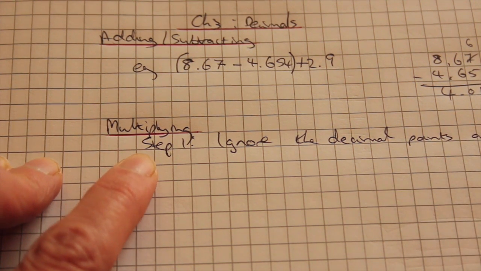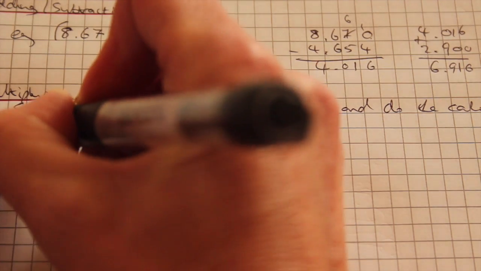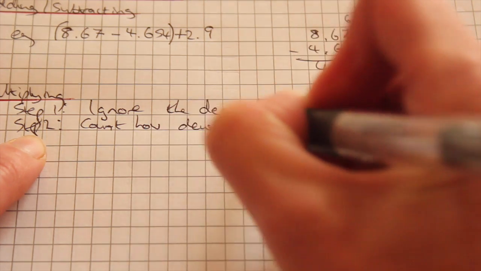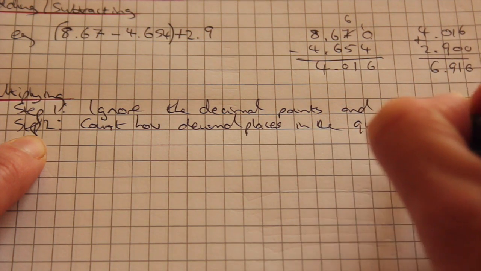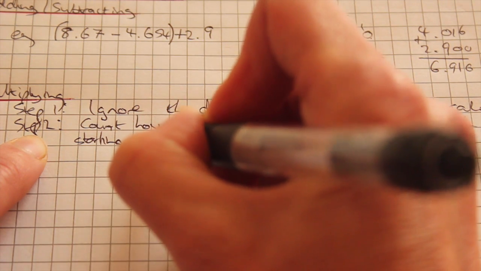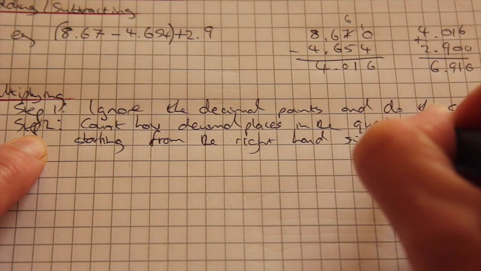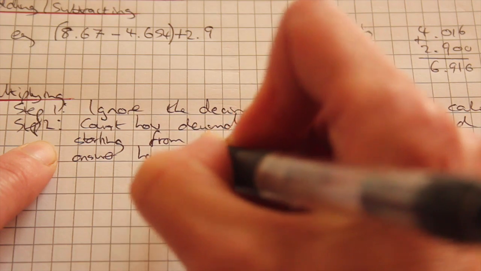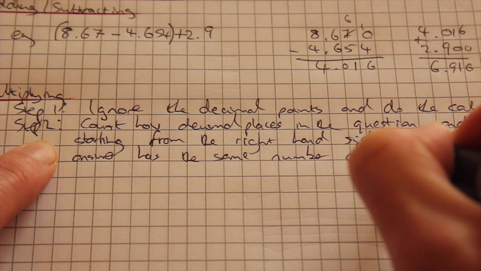And then in step 2, count how many decimal places in the question and starting from the right hand side, ensure your answer has the same number of decimal places. Now, I'll show you what I mean by that.